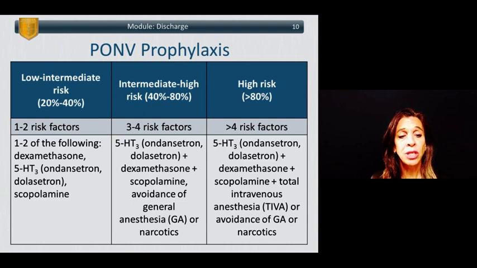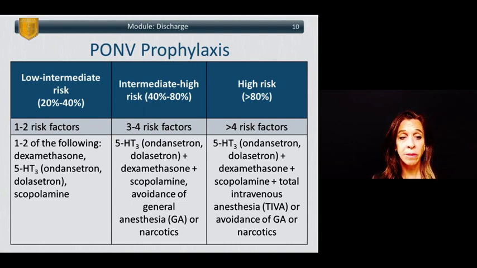So patients at low to intermediate risk are those who typically have 1 to 2 risk factors. Intermediate risk patients have 3 to 4 risk factors, and high risk patients have more than 4 risk factors. And those are the risk factors that we discussed on the previous slide. For those patients considered at low risk for nausea and vomiting, it's still recommended that they receive prophylaxis because again, they have about a 1 in 5 to 2 in 5 chance of still having nausea and vomiting.